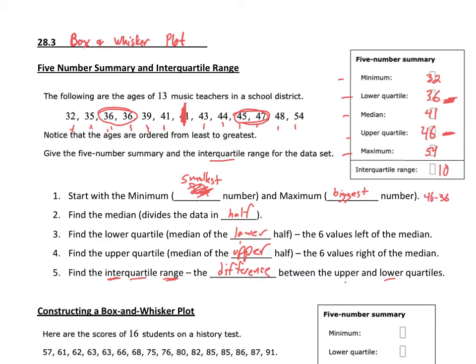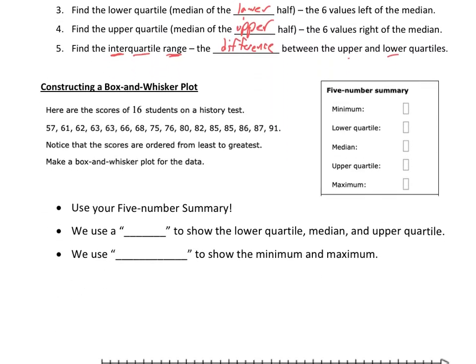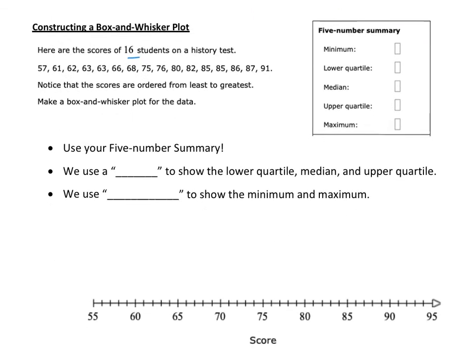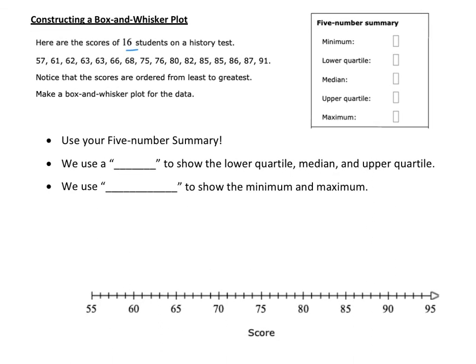All right, so let's take this to the next step. Let's construct a box and whisker plot. What we need to do is find those five numbers. We don't need to find the interquartile range, but we do need to find those five numbers. Here are the scores of 16 students on a history test. Okay, so the highest score was a 91%, lowest score was a 57%. So over here we can write that in as our maximum and our minimum.